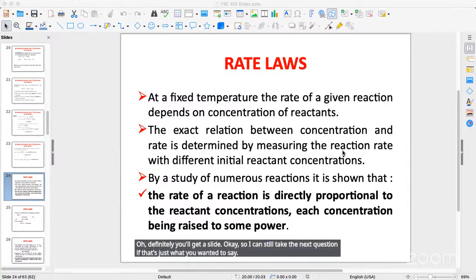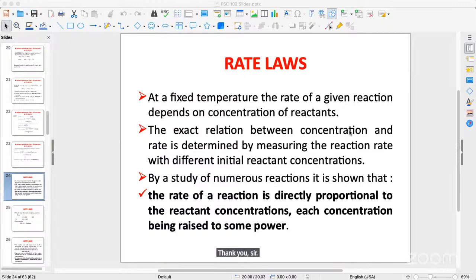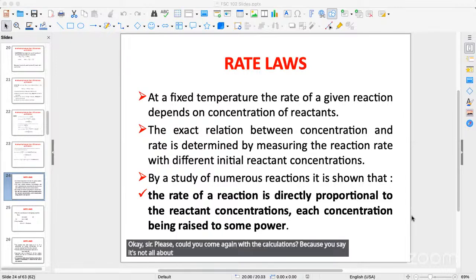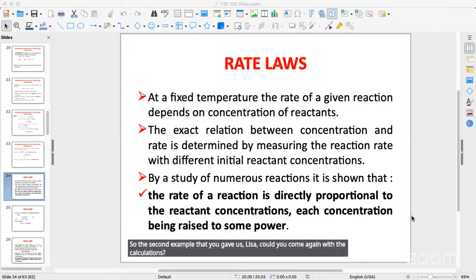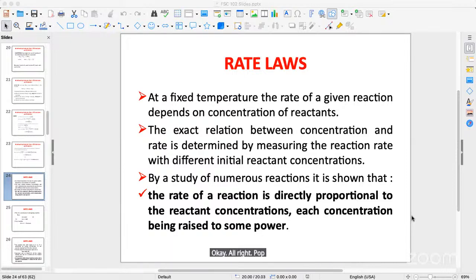Camila Ibrahim, unmute yourself, please. That will be the last question. Okay, sir. Please, could you come again with the calculations? Because you say it's not all about understanding the formula, that we need to understand the concept. So the second example that you gave us, please, sir, could you come again with the calculations? Okay. All right. Calculation example. Okay, thank you all. So I'll take those questions.